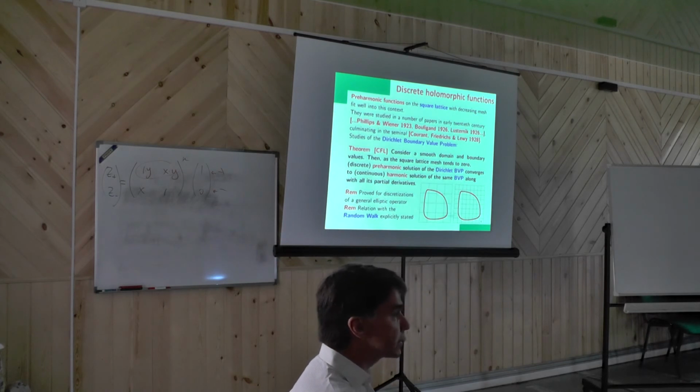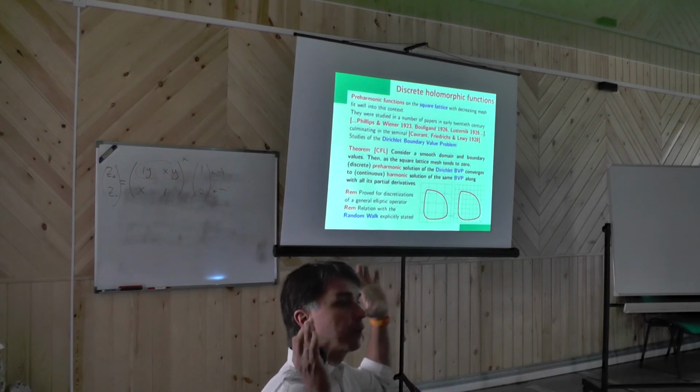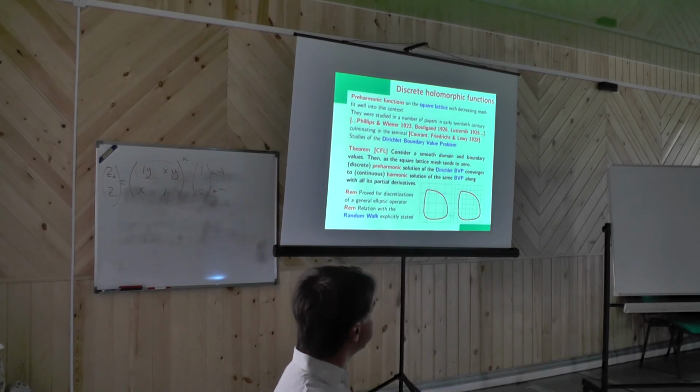So essentially, it states the following. Suppose we have some domain and a function on the boundary, and we solve a boundary value problem for the Laplacian. So we find the harmonic function with these boundary values. But then we do it discretely.